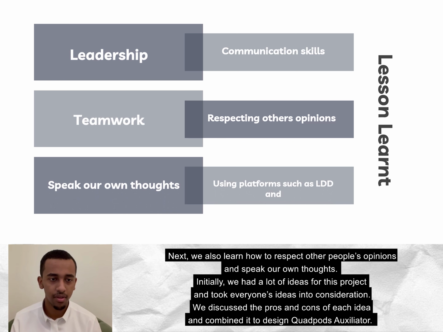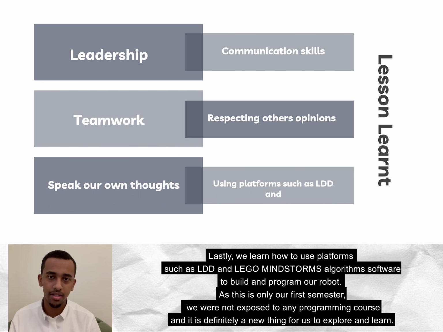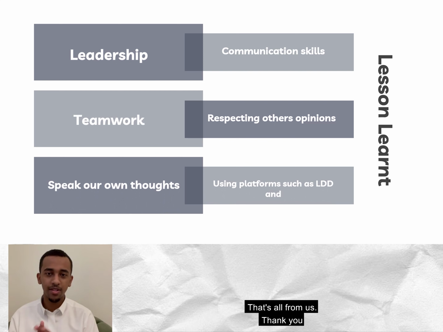Next, we also learned how to respect each other's opinions and speak our own thoughts. Initially, we had a lot of ideas for this project and took everyone's ideas into consideration. We discussed the pros and cons of each idea, and combined them to design Quadpods Auxiliator. Lastly, we learned how to use platforms such as LDD and Lego Mindstorm algorithms, software to build and program our robot. And this is only our first semester. We were not exposed to any programming course before. That's all from us.